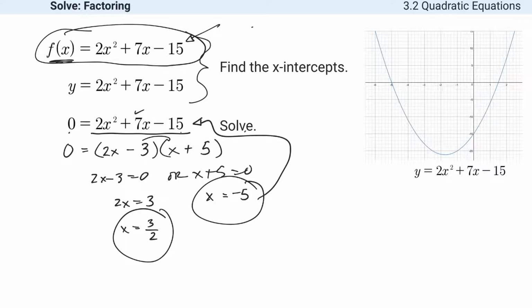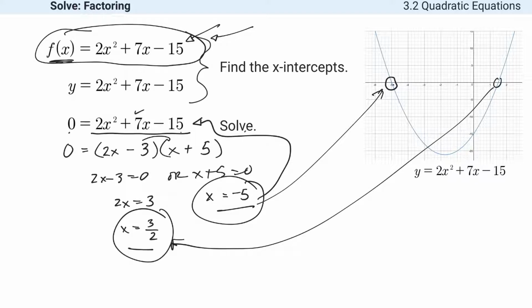If it had been a function like this at the start, then these two numbers would have been the x-intercepts. And if you take a look over here, I've graphed this, and there's one of the x-intercepts at minus 5. And then this one over here has got to be at 3 halves. That'd be about 1.5. There it is right there. So when I solve that quadratic equation, these are solutions to the equation. And if it's written as a function, those are the x-intercepts of the function.